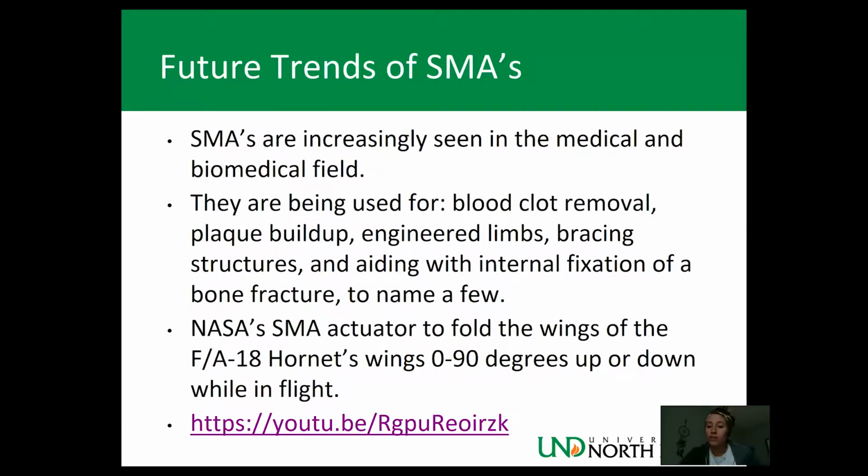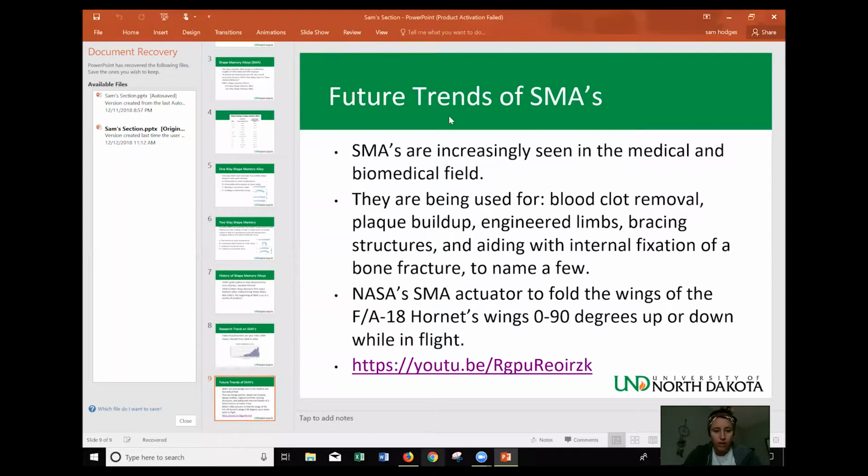Future trends of shape memory alloys: they are being increasingly seen in the medical and biomedical field, being used for blood clot removal, plaque buildup, engineered limbs, bracing structures, and aiding with internal fixation of bone fractures, just to name a few. Also, NASA has created a shape memory alloy actuator to be able to fold the wings of an F-18 Hornet 0 to 90 degrees up or down while in flight. And I actually have a video of that right here.